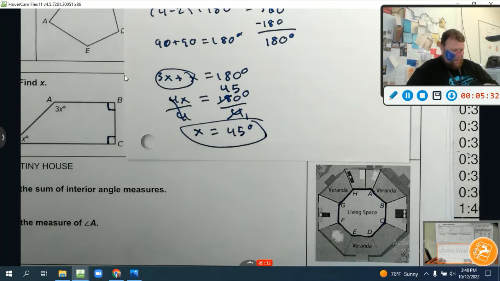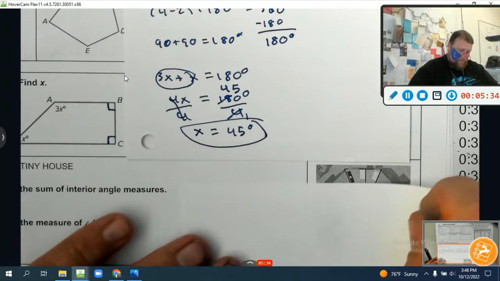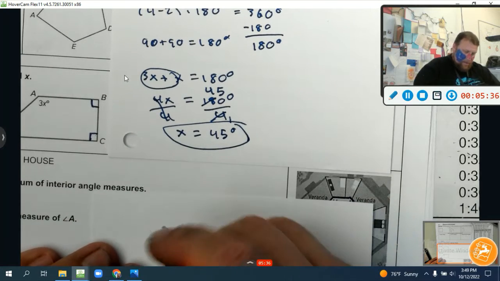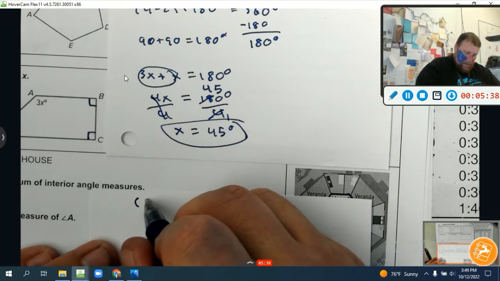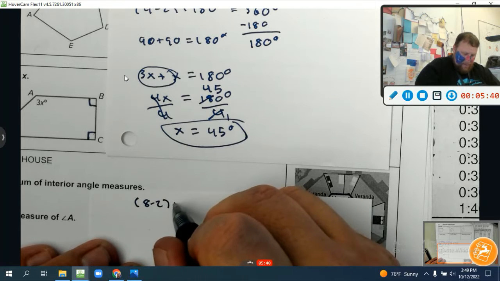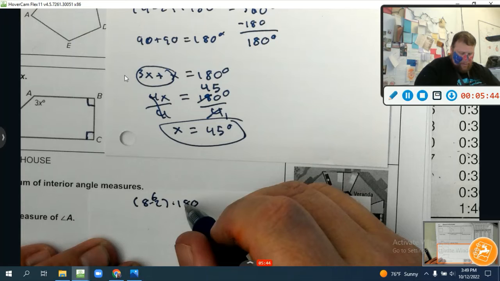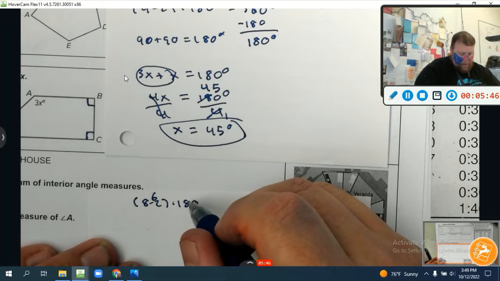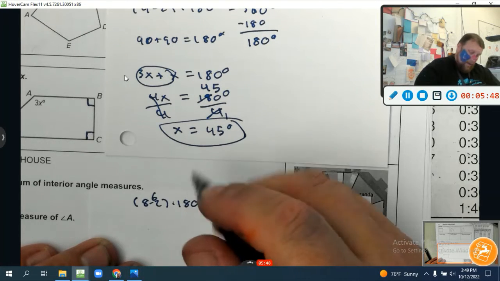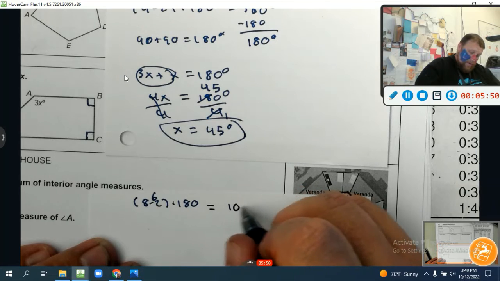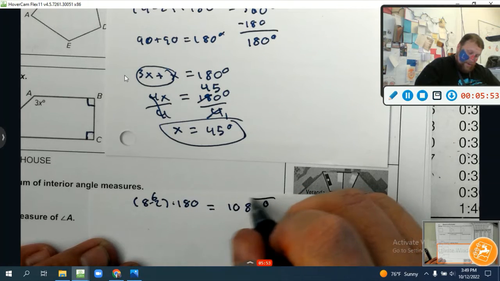So the sum of the interior angle measures, I'm going to use another note card to help us out here. Hold on. Is going to be 8 minus 2 times 180, which is 6 times 180, or 600 and 480, 1,080 degrees.